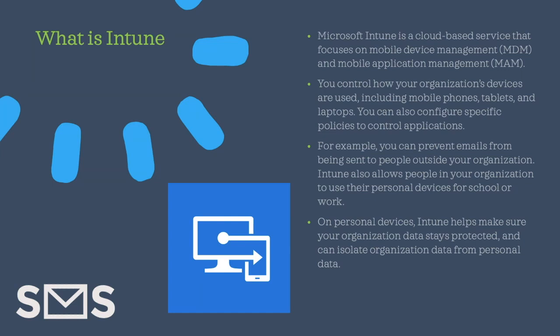One of the key importances of Intune is that you can send remote wipes to devices. So if somebody's phone is stolen or you leave it on the train or something, you can send a remote wipe to it and it will completely erase everything.